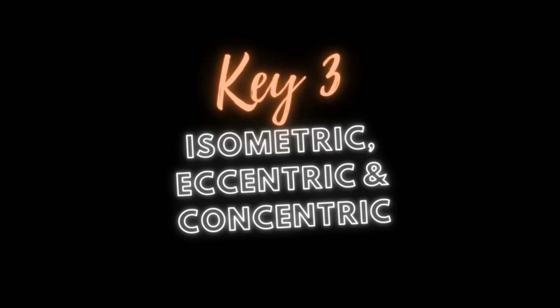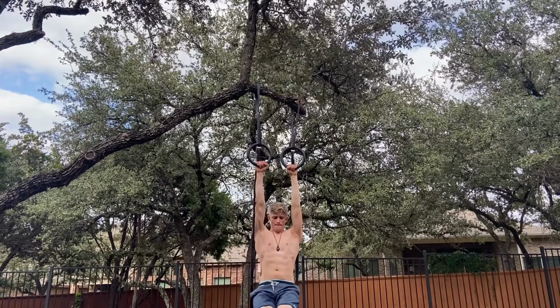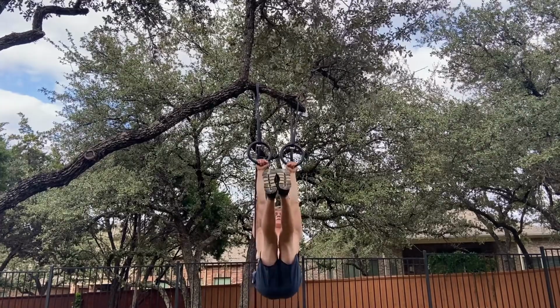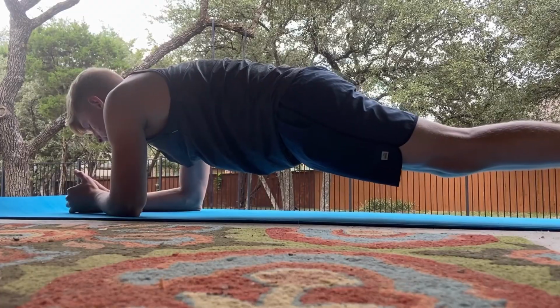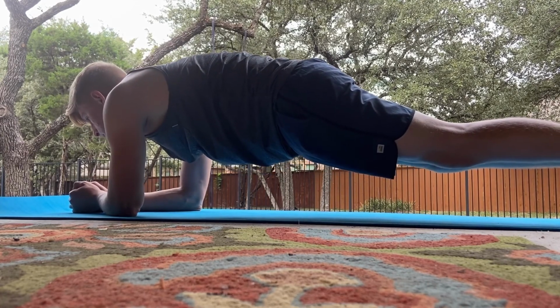The third key is to incorporate exercises that target every function of your core. A good way to do this is to use isometric, concentric, and eccentric movements in your training. An isometric movement is a static hold, a movement where you are not actively moving, but forcing your abdominal fibers to stabilize yourself and build strength in this way.